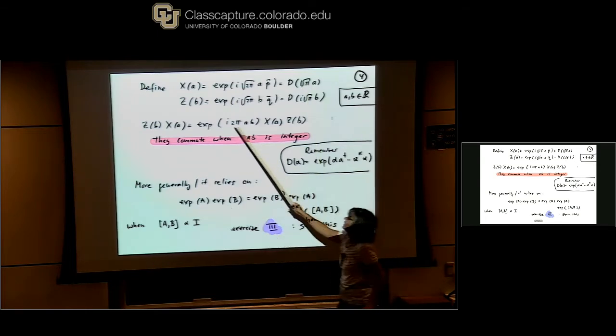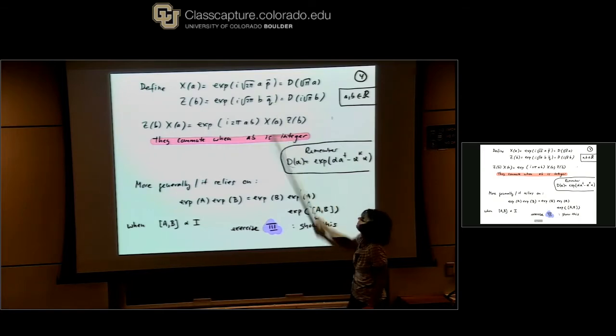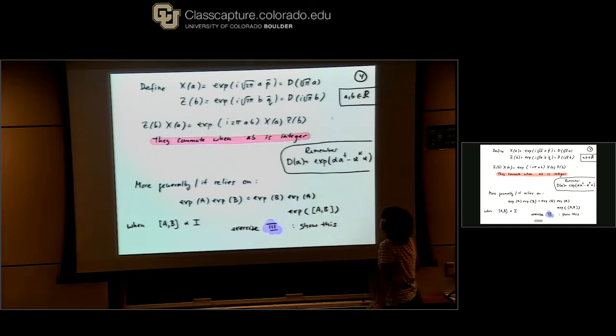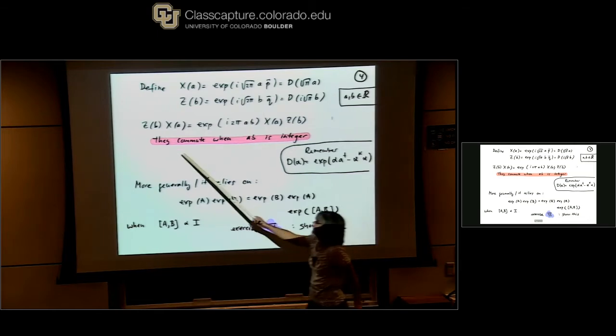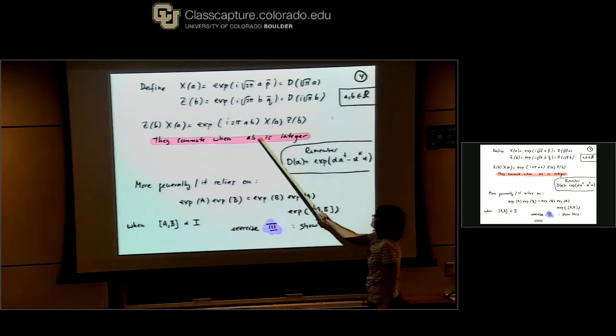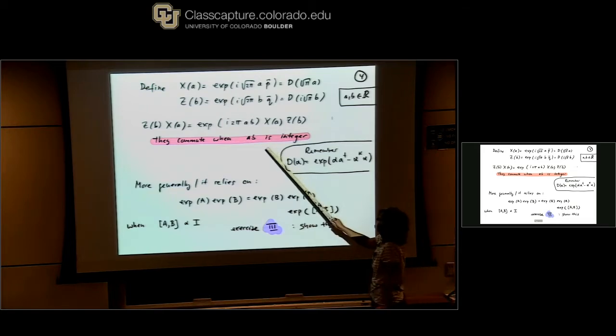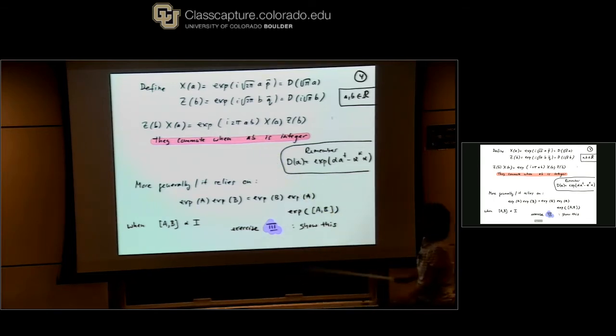And similarly, ZB is something where I have a shift in the other direction, right? If this type of element shifts an eigenstate in Q, this shifts an eigenstate in P. Okay, so then I can look at the commutation ZB XA. What is this thing? So when AB is an integer, they commute. And you can see this.